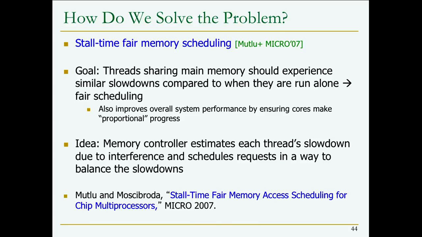So once you have this definition, the idea is to have the memory controller estimate each thread's slowdown due to interference, i.e. compared to when it's run alone on the system, and schedule the requests in a way to balance the slowdowns. That makes sense, right? So everybody gets 1.2 slowdown, 20% slowdown. Everybody gets 4x slowdown. Maybe that's not a good idea.